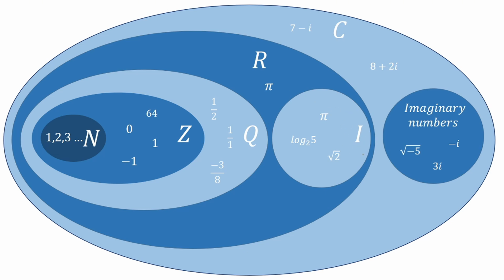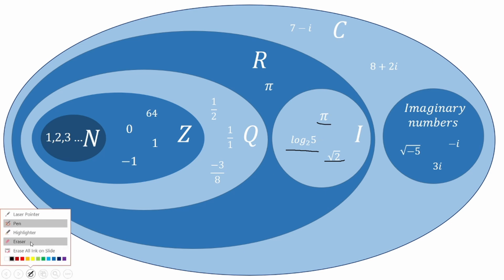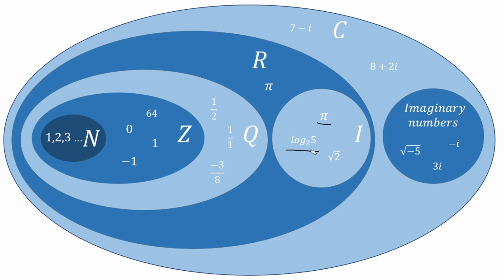Then we have the irrational numbers. The irrational numbers are rather interesting because you cannot numerically define them as a ratio or as a fraction. These are numbers that have interesting properties. For example, the number pi, or the square root of 2, or the logarithm of 5 with the base of 2. So those are the irrational numbers.